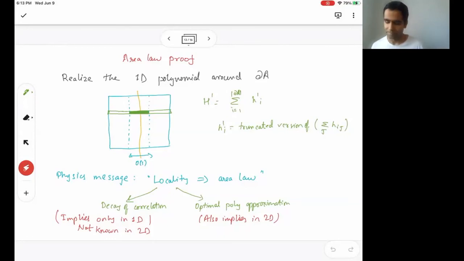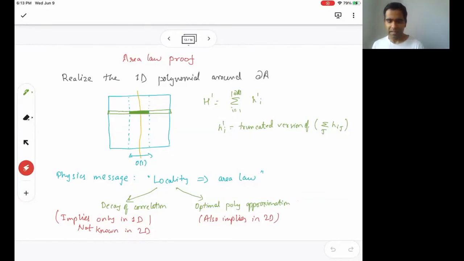that locality is the reason why the area law should hold, and locality is something which we have seen a lot in gapped systems. So one example is, well, the decay of correlation is a measure of locality, and from the proof of Brandão and Horodecki, we know that this implies an area law in 1D, but it's not known in 2D. It's not clear at all whether those proofs will work in 2D. But I guess the optimal polynomial approximation that we saw is another proof of locality.